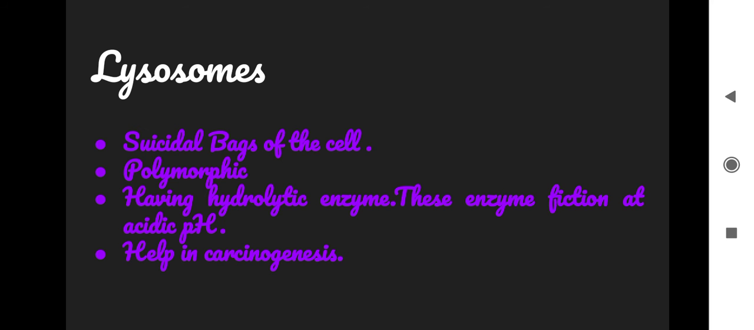Next one is lysosomes. Lysosomes are also called suicidal bags of the cell, that are polymorphic, having hydrolytic enzymes. These enzymes function at acidic pH and help in carcinogenesis. Carcinogenesis is the conversion of normal cells into cancerous cells.